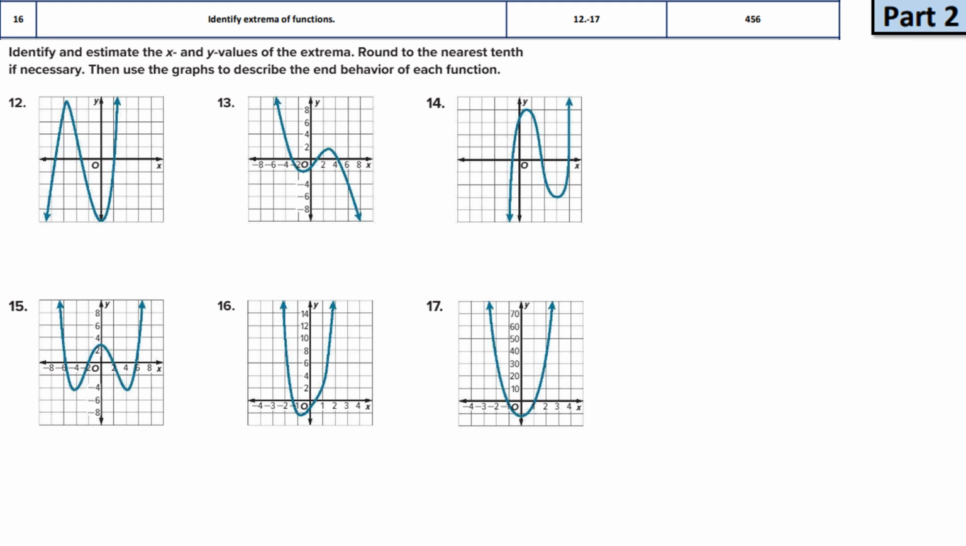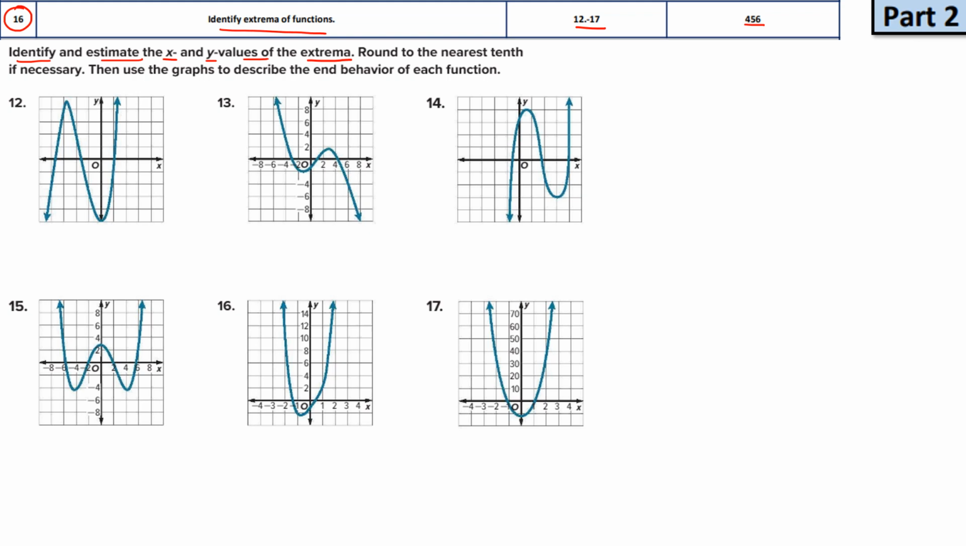Okay, so let's solve this question now. This is based on learning objective 16 where you identify extrema of functions. These are questions 12 to 17 given in your math book on page 456. So let's see what all we have to find here. First you need to identify and estimate the x and y values of the extrema. Remember, extrema means maximum, minimum, or relative maximum, relative minimum.